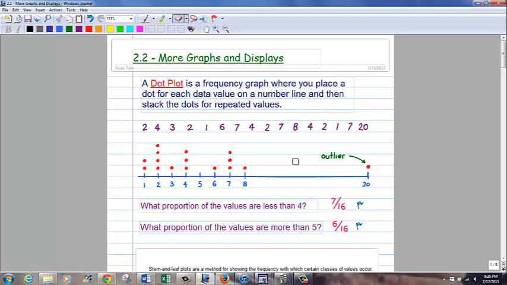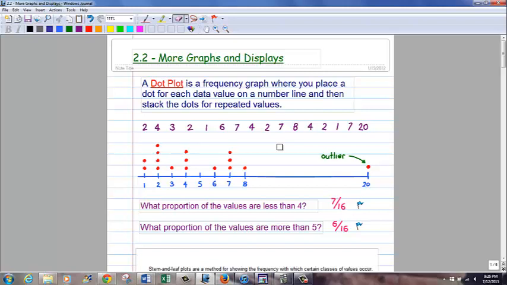So sometimes you can have dot plots and have questions about either constructing a dot plot like we basically just did, or answering questions on an existing dot plot or one you constructed. Like perhaps for this one, this says what proportion of the values are less than 4. You can go back and count the total number of numbers, but you have 16 total numbers in that list, so that's your denominator.